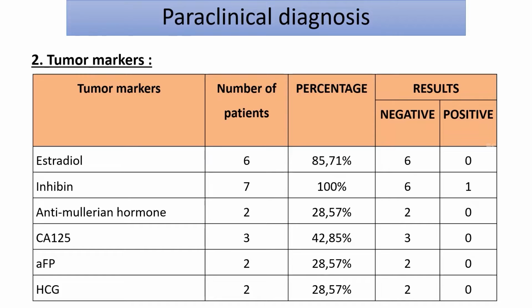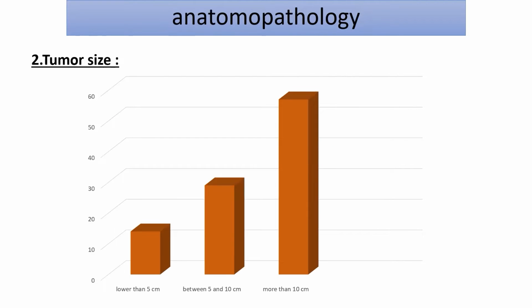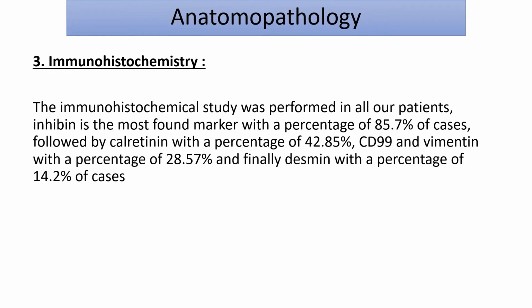The conservative treatment consisted of a unilateral adnexectomy in 7 patients, ovariectomy in 1 patient, and 1 patient had a cystectomy. All patients who underwent conservative treatment were nulligravida. Their ages were lower than 40 years.